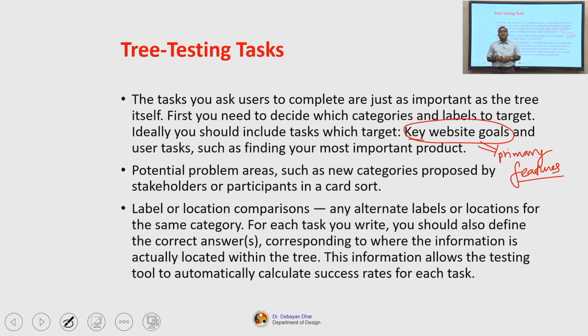For each task that you write, you should also define the correct answer, that is very important. Otherwise, any tree testing tool that you use will not be able to give you the codes for the tests corresponding to where the information is actually located within the tree. This information allows the testing tool to automatically calculate success rates for each task.